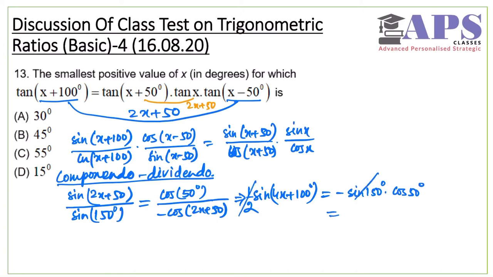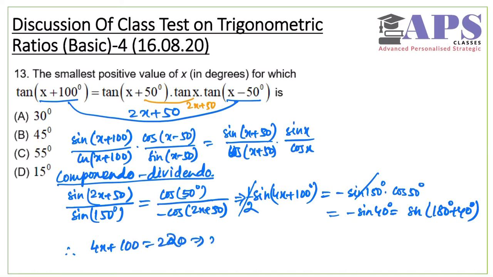So minus cos 50 can be written as sin of minus sin 40, which is sin of 180 degree plus 40 degree. So therefore I will get 4x plus 100 equal to 220, which will give us x equal to 30. This is the smallest one. We can get other values also.